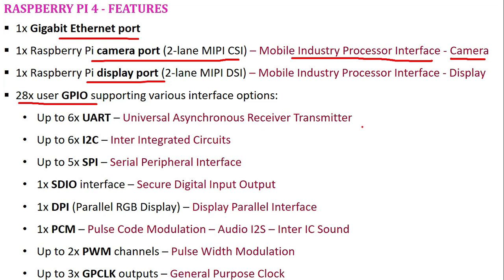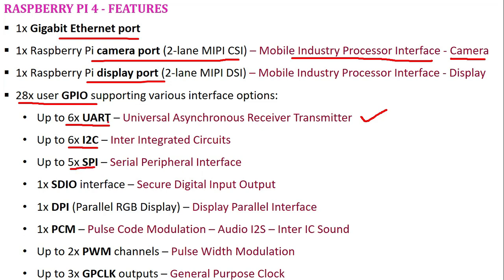We have the Universal Asynchronous Receiver Transmitter, which is a serial communication protocol. Six such UARTs can be supported. In the same way we have Inter-Integrated Circuit, again a serial synchronous communication, and again we have 6 I2Cs. SPI is Serial Peripheral Interface, again a serial communication protocol. Here we have 5 of them.